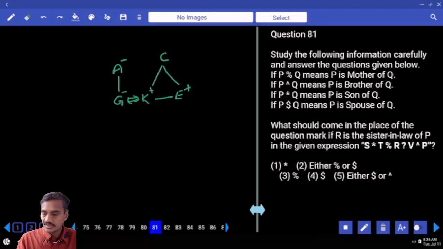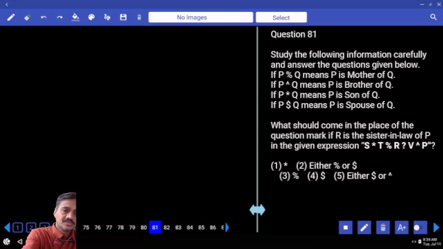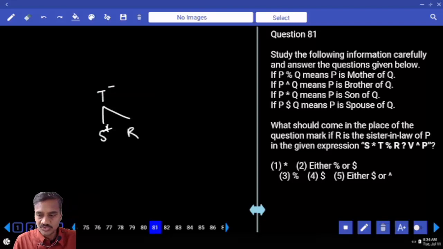Then 81. Now in this question number 81, what should come in place of the question mark? If R is a sister-in-law, isn't it? Finally we need R to be the sister-in-law of P. Then R is a sister-in-law of P, S star. Star stands for S is the son of P. Then next one, T percentage. T is the mother of R. As of now, T is the mother of S, T is the mother of R, S and R are siblings to each other. And V power P means V is the brother of P.